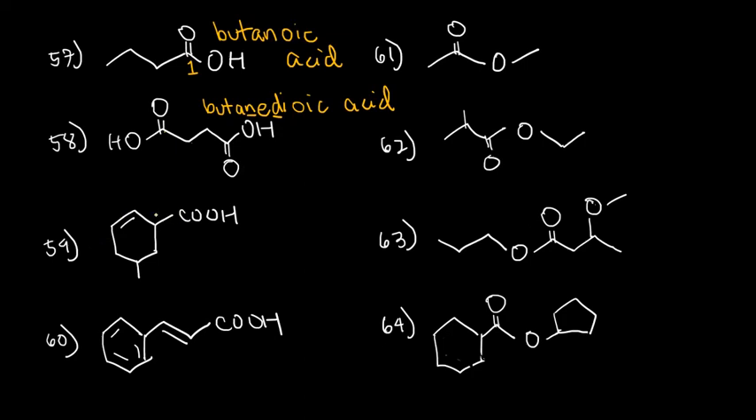59, we have a cyclic compound, and therefore I just mentioned a few moments ago that the suffix will change. Okay, so we have the COOH attached to, apparently, carbon number 1 of the parent, and the parent is cyclohexene, right? Because we have a double bond. And this time you have to indicate that the double bond is at number 2.